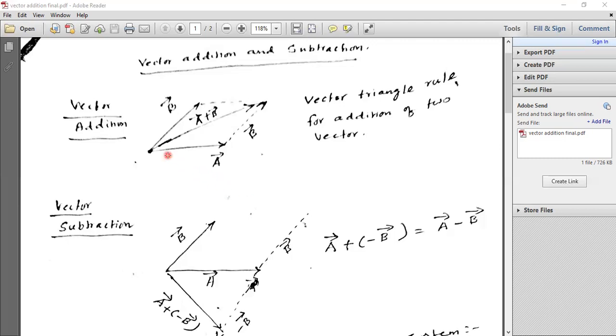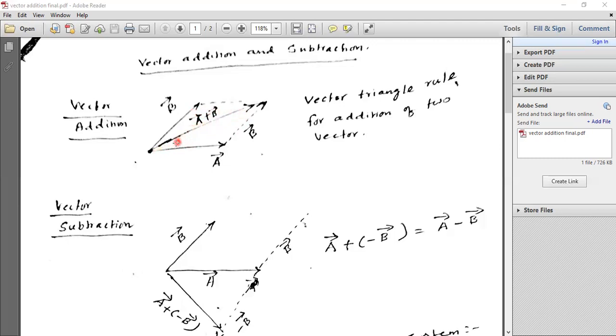So I am taking, for example, two vectors, A vector and B vector. So this is A vector and this is B vector. What is a vector? Which has both magnitude and direction. So this is A vector and this is B vector. Now you complete this parallelogram. Complete this parallelogram. Now draw a line.